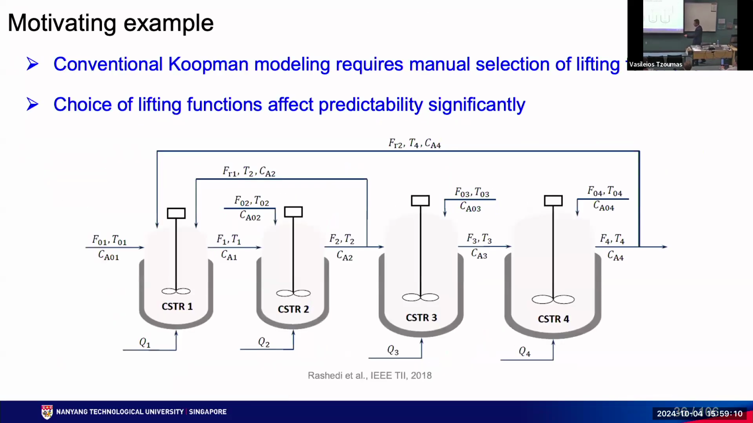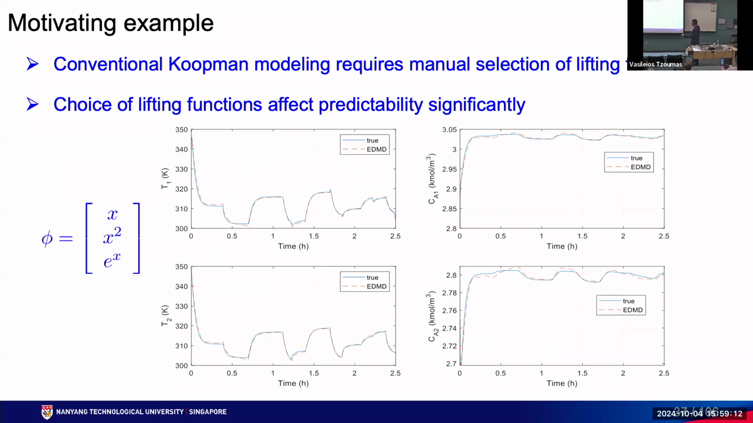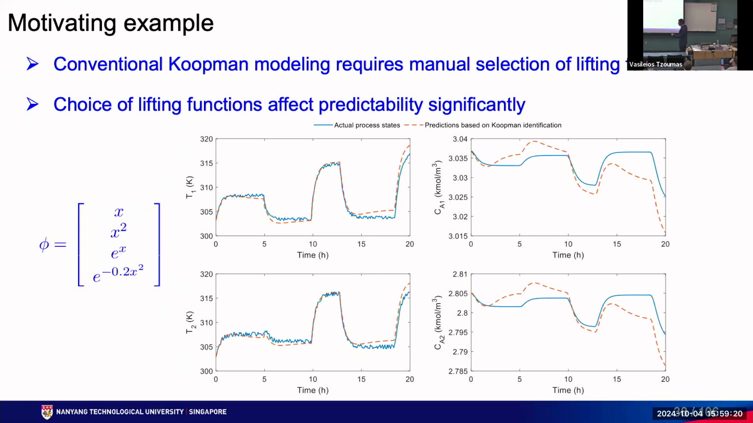We consider the same process. And this is the set of lifting functions we have considered in the previous chapter. So far, so good. Let's see. We further add in another element. So we still keep the original 3, but we just added in 1 more. This does not look crazy or ridiculous, but it decreases the prediction performance significantly, and the state estimator diverges.